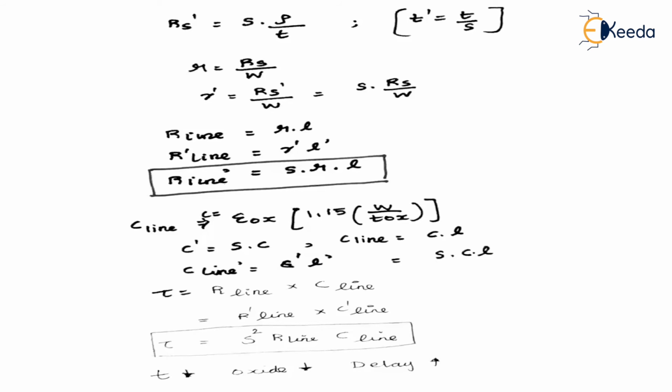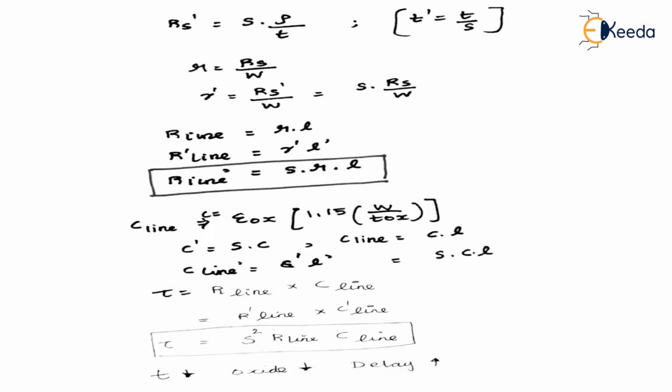So R line is equal to R into L, and R line dash will be equal to R dash into L dash. We know this equation. So what is going to happen? Your R is being increased by a factor of S, which is S into R into L. So when I reduce the thickness T and the oxide thickness, the resistance of the entire interconnect is going to be scaled up by a factor of S.